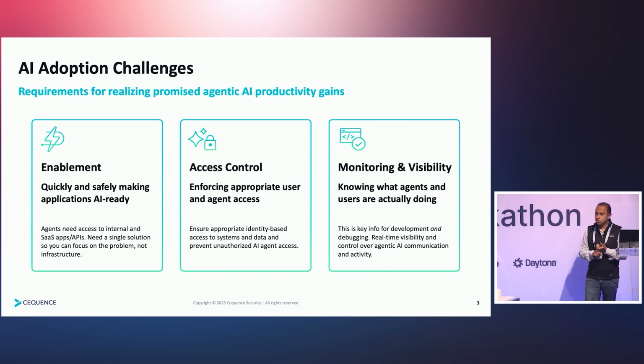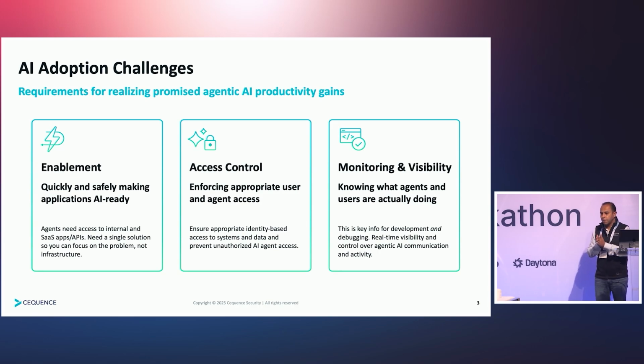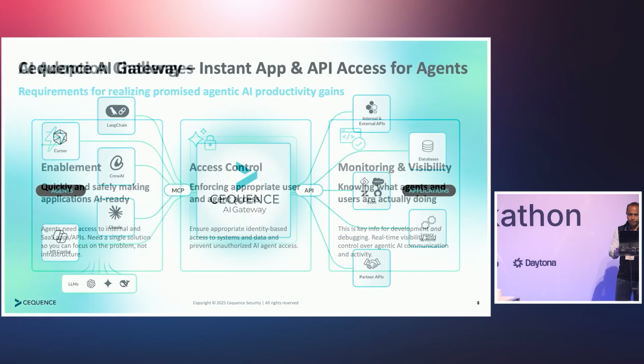So continuous monitoring and visibility is the day two part. Again, the enterprises need it, because you might build an agent today, but once you go to the security team, how do I convince them that this is safe to use in my environment? So these are the three AI adoption challenges that we are seeing in all enterprises.